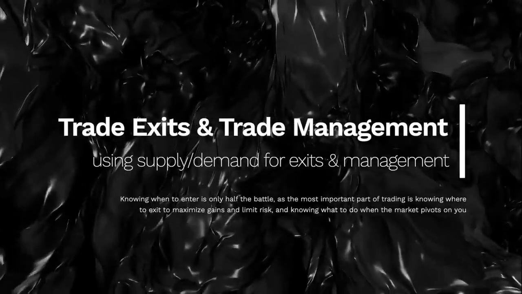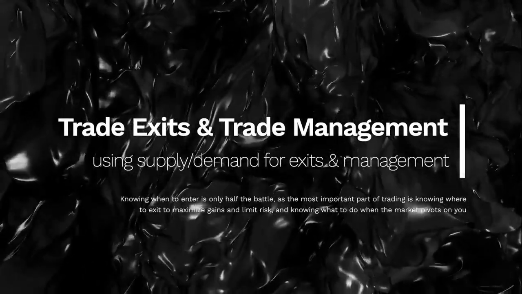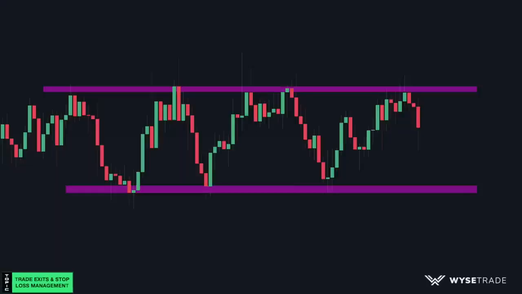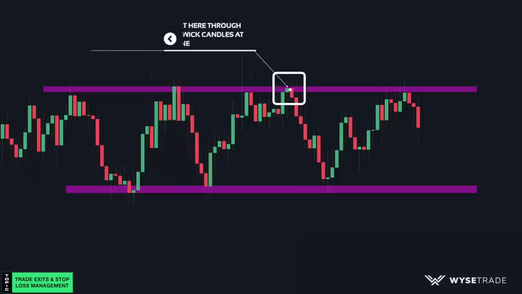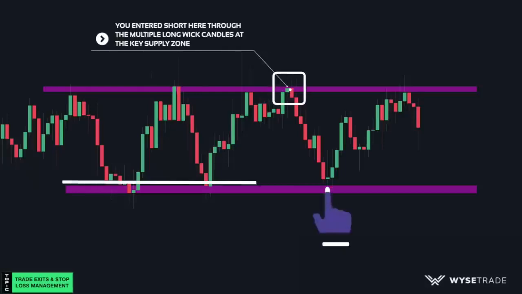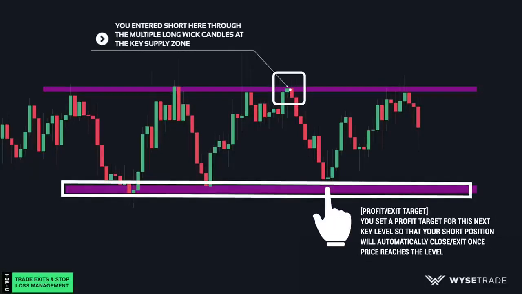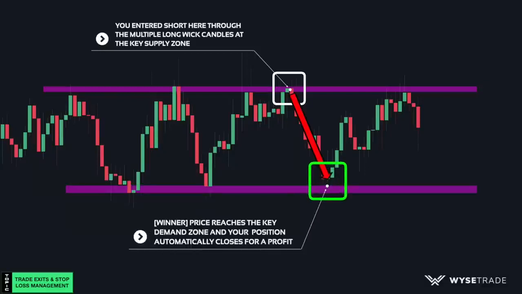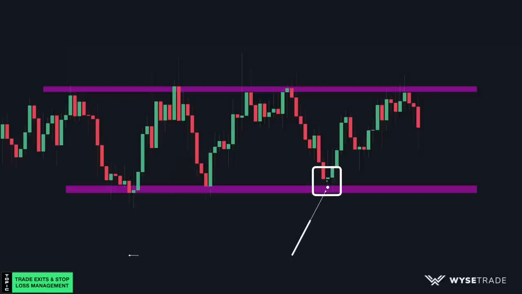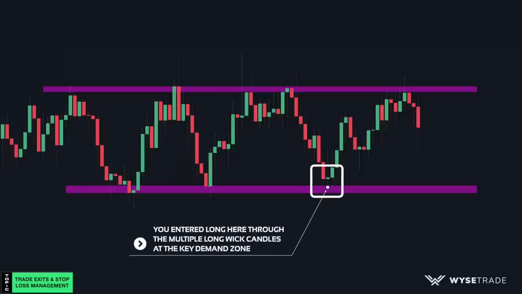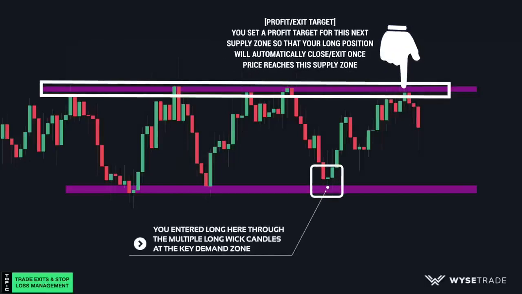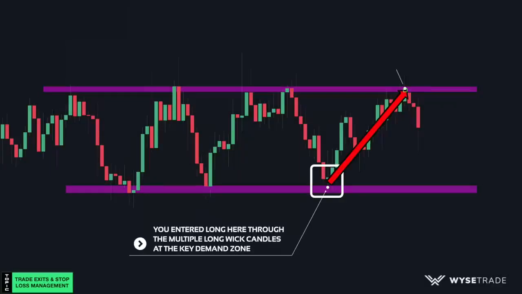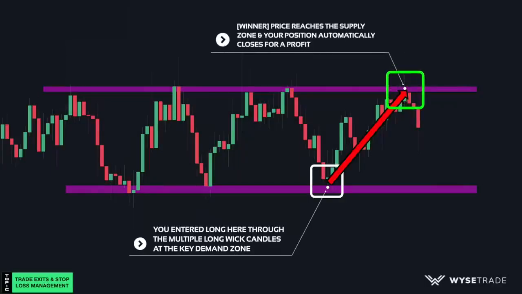So moving on to trade exits and trade management. You entered this short trade setup here at the supply zone, and you target this next demand zone here. Price gets there, and your position automatically closes for a profit. Great. You then enter a long trade setup here at the demand zone, and you target the next supply zone again. Price gets there, and your position automatically closes for a profit.